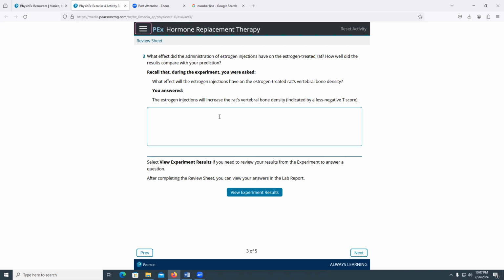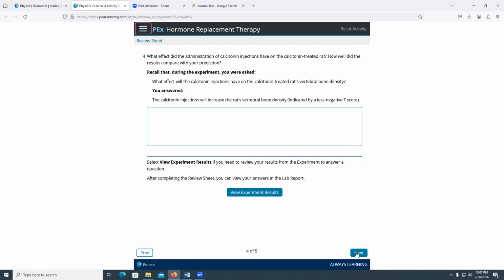Excellent. What effect did the administration of estrogen injections have on the estrogen-treated rats? And how well did the results compare with your prediction? So I know that the estrogen injection did increase the rat's vertebral bone density. It is as predicted, but it did not increase it as much as calcitonin. And that was proven because we have a less negative T-score. Then moving on.